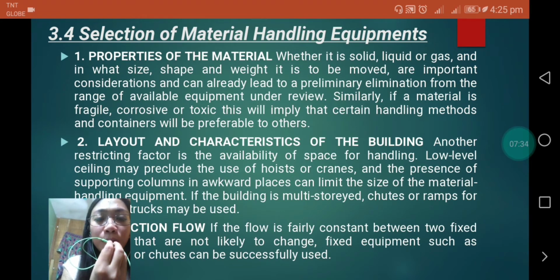So I don't need to expound it to all of you since it is very easy to understand. And number 2, we have layout and characteristics of the building.